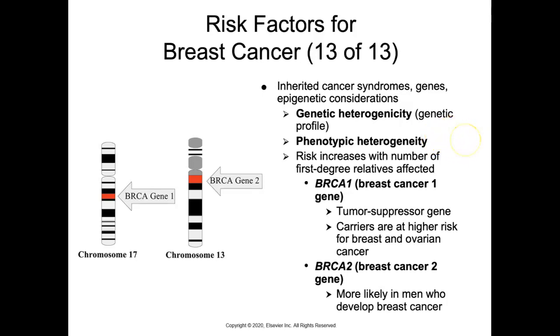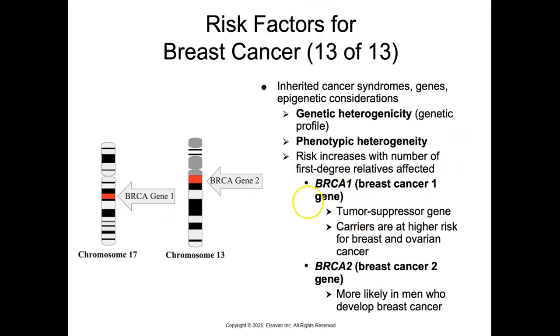Next, we have phenotypic heterogeneity, and this is when we have tumor cell plasticity and genetic factors of the tumor that are combined to determine if that cell is going to resist environmental stress and whether that tumor is going to metastasize. We also see increased risk when we have first-degree relatives that have had breast cancer and may have passed down the breast cancer susceptibility genes known as BRCA1 and BRCA2, which stand for breast cancer 1 gene and breast cancer 2 gene.